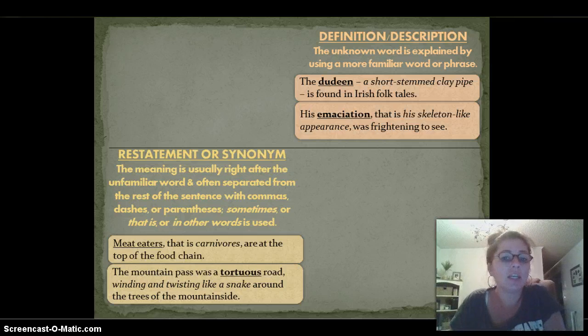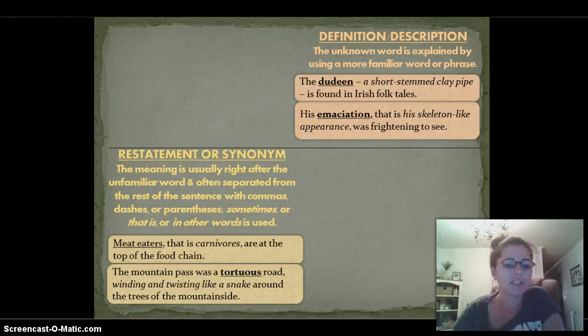So emaciation, we do have a root in there. We do have a suffix in there. But if that didn't help you with that word, you would just read further and say, that is his skeleton-like appearance. Oh, so emaciation must mean that he looks like a skeleton, so he's probably famished. Remember that word? We learned that word on Monday. So that's definition and description. Nothing to be afraid of.